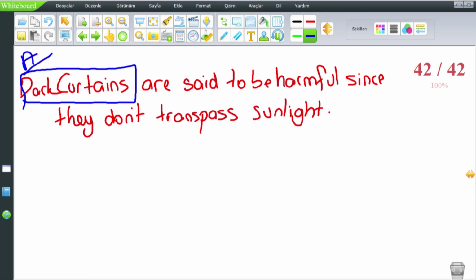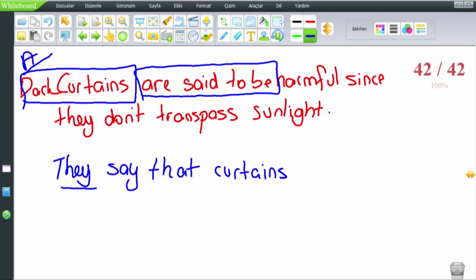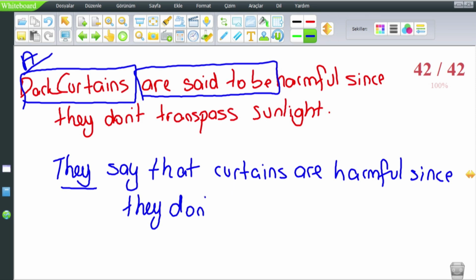So I will start with are said to be. Someone said this information. I will start with subject. I don't know who, but someone said it. They say that dark curtains are harmful since they don't transpass sunlight.